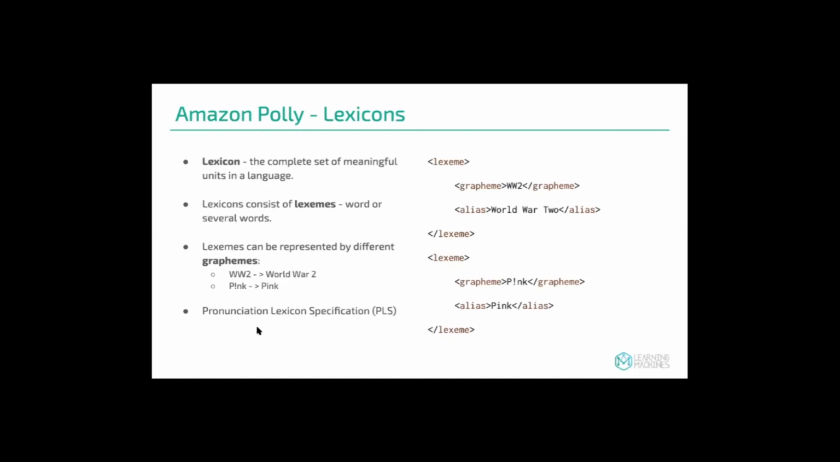And so when that specific grapheme is picked up in the text representation, you might want to have the transcribed voice say World War II instead of WW2. Or if you think about the famous singer Pink, which is also often written with an exclamation mark instead of the letter I, you might want the system to say Pink. And so Amazon Polly supports the pronunciation lexicon specification, which is a W3C recommendation, where you can specify some of these translations that should be affected in your text-to-speech system.